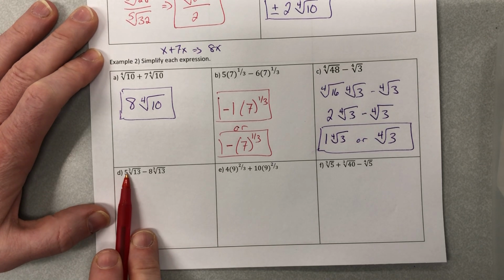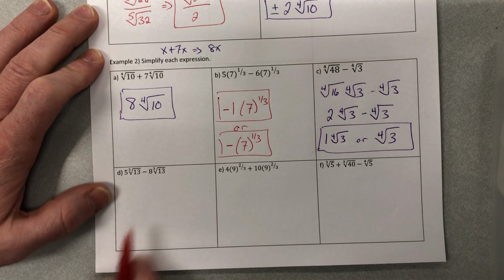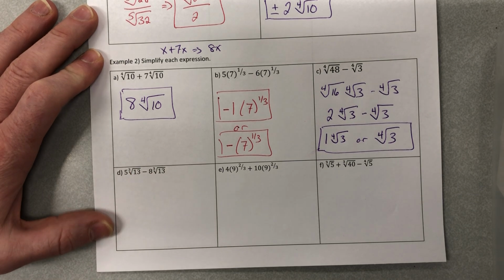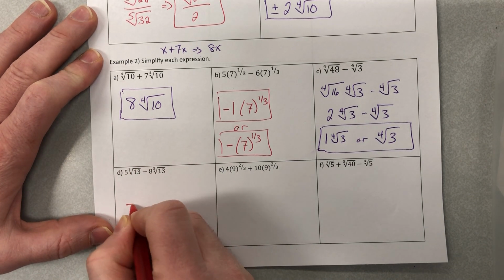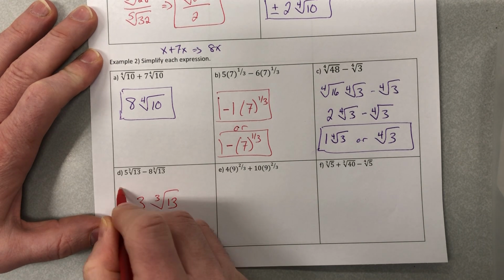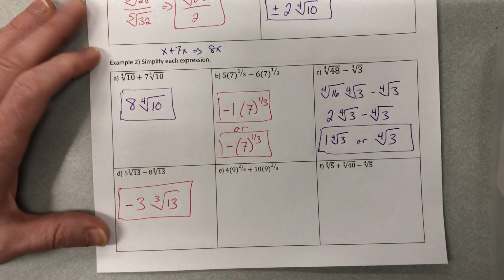All right? Example D is similar to example A. All you're doing is just subtracting because you have the same root and the same number inside. 5 minus 8, negative 3, cube roots of 13.